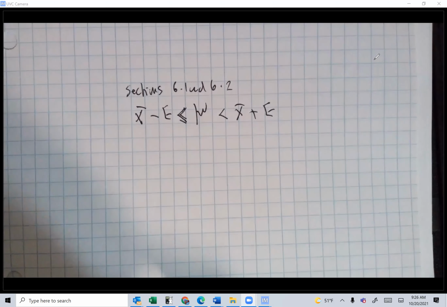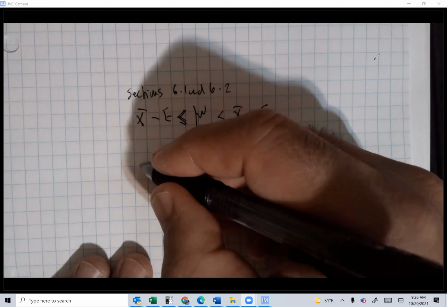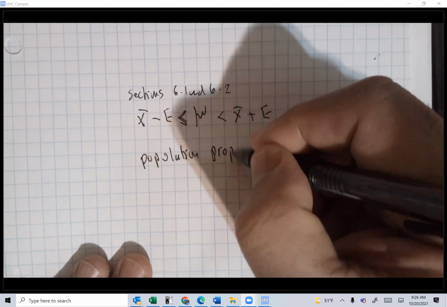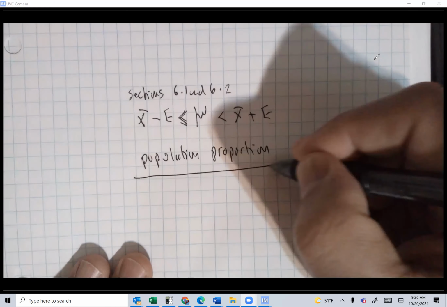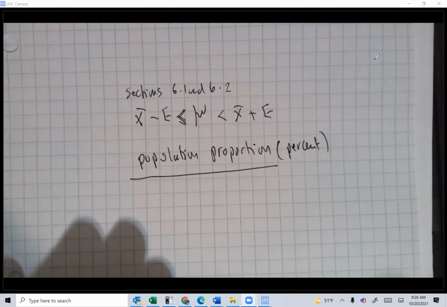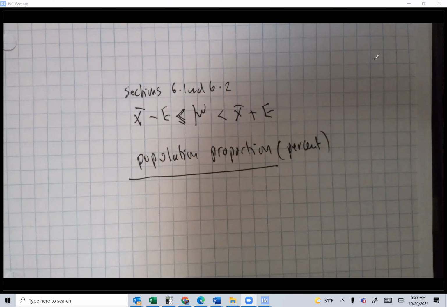Now, there is a confidence interval for population proportion. Let me tell you what we mean by population proportion. Proportion, guys, means percent. For example, if I wanted to find out the proportion, the percent, of students who eat breakfast before they come to school in the morning, I want to find a confidence interval for that.